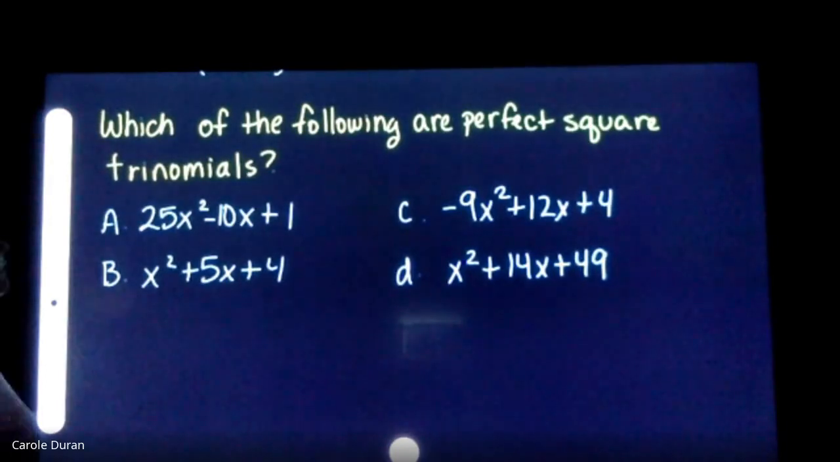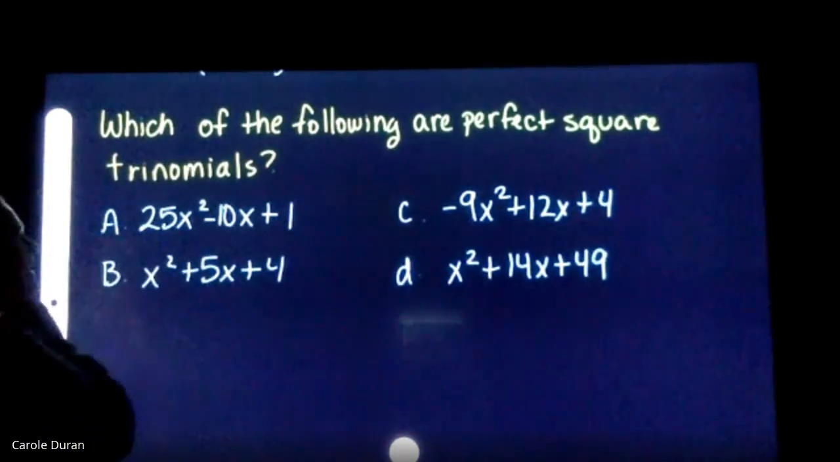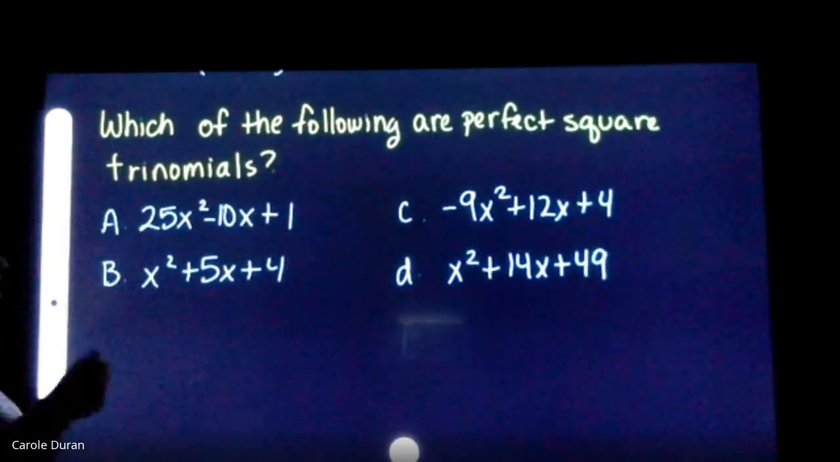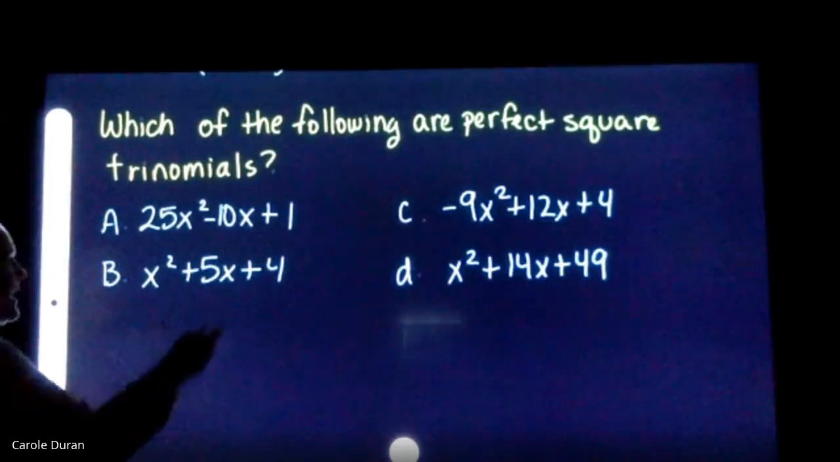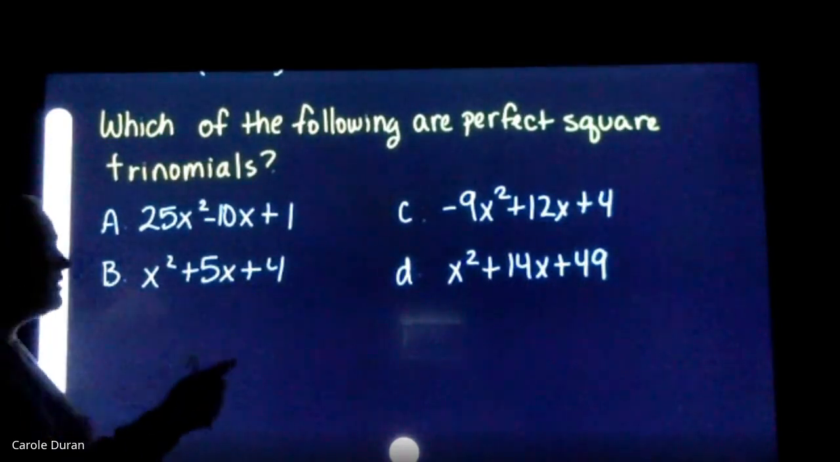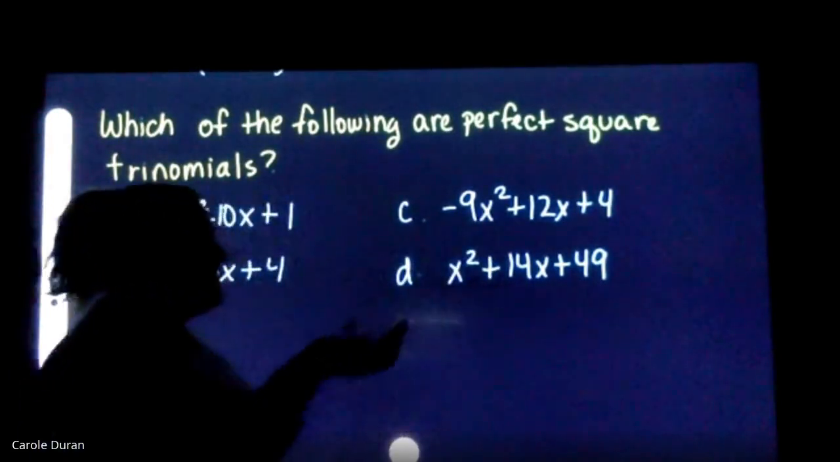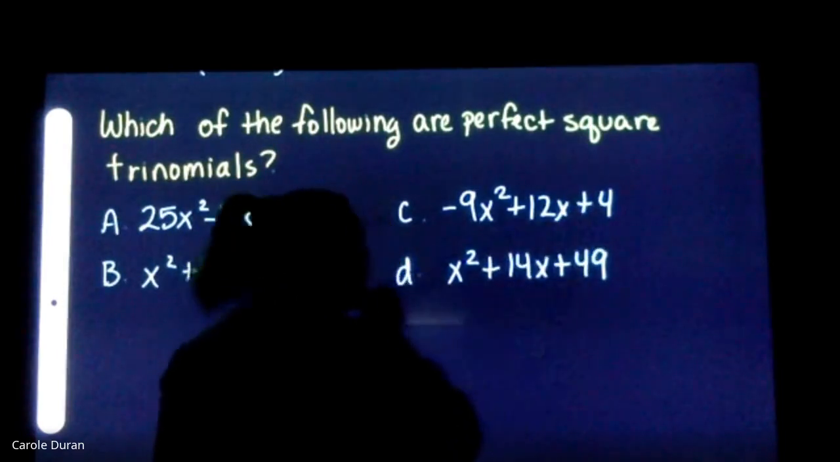So let's check that. 25x squared, well, 25 is a perfect square and so is x squared, so that one's good. 1 is a perfect square, that's good. X squared is a perfect square because it's x times x. 4 is 2 times 2, so we're good there. On C, 9 is 3 times 3. X squared is x times x, so that one's good. 4 is 2 times 2.